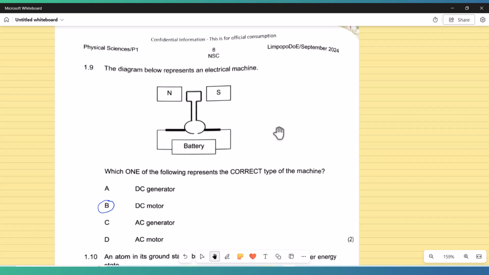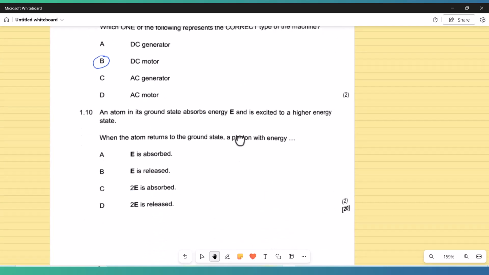I repeat, because of the battery here, it means it can't be a generator. Why? A generator generates electricity, but the motor uses it, so we know it's a motor. Then here, because we don't have the slip rings, it cannot be an AC motor. Being with the split rings, it's called a DC motor. Hope we are together. Now 1.10 here.